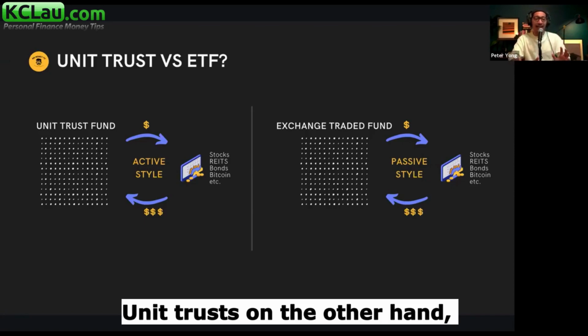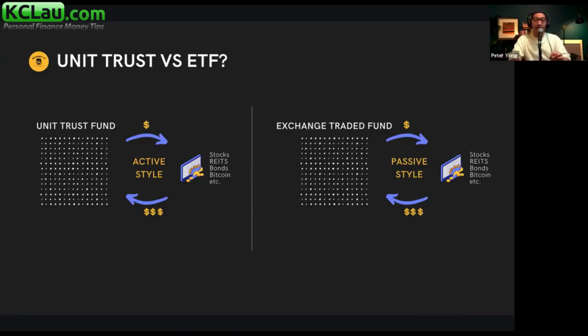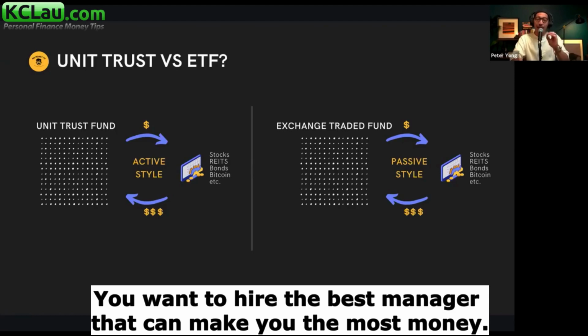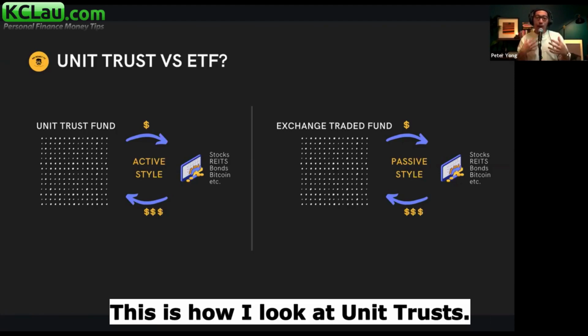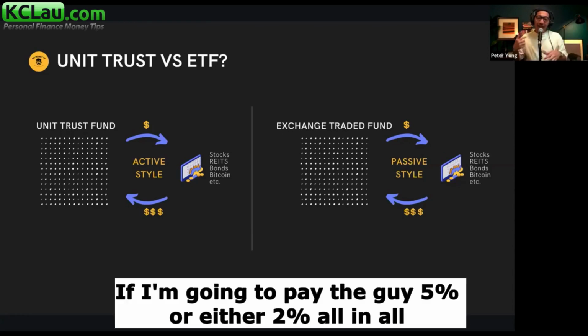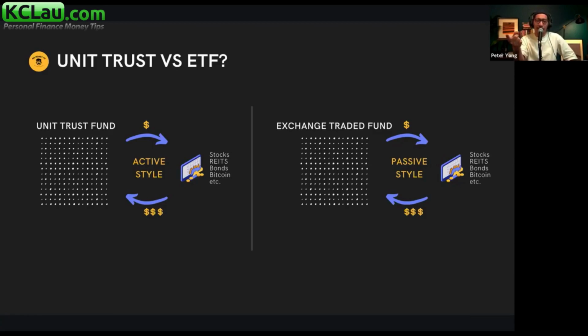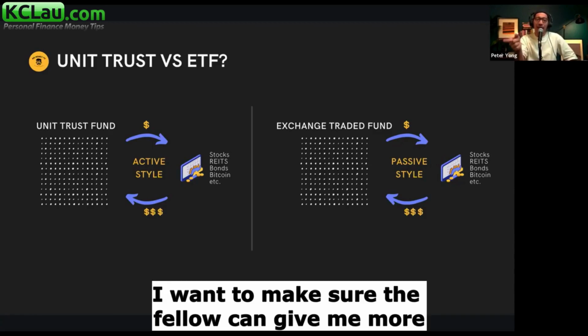Unit trust, on the other hand, the key here is this. You want to hire the best manager that can make you the most money. This is how I look at unit trust. If I'm going to pay the guy 5% or either 2% all in all, I want to make sure the fund can give me more.